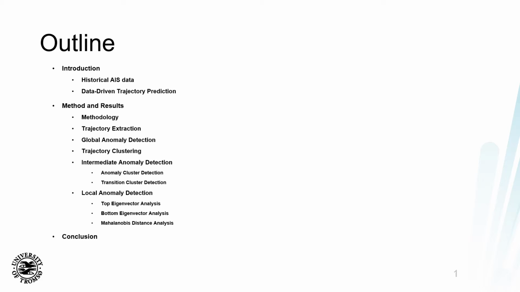I'll speak a bit about trajectory extraction, global anomaly detection, trajectory clustering, and intermediate anomaly detection, where we identify both anomaly clusters and transition clusters. Then I'll speak about local anomaly detection, where we actually go in and evaluate an individual cluster and conduct a top eigenvector and bottom eigenvector analysis to identify local anomalies. And we also investigate the Mahalanobis distance. Finally, I will have some concluding remarks.